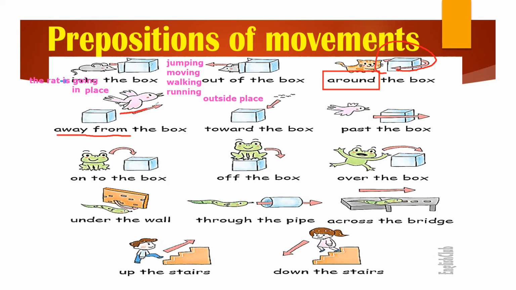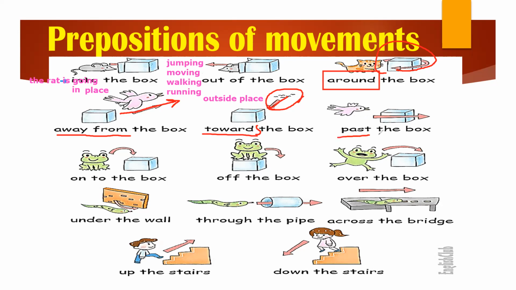Also, we have away from the box. It's going away from the box. The bird is flying away from the box. And here are some birds. They are flying toward the box. And we can also say towards. Both are correct. Toward the box or towards the box.